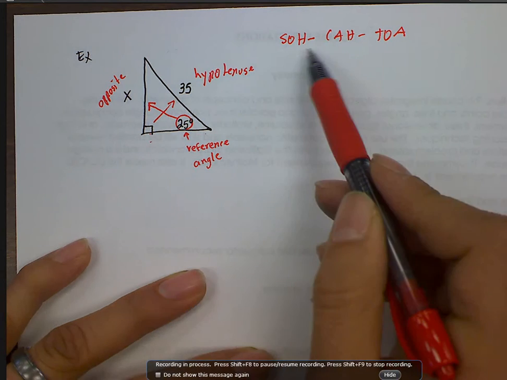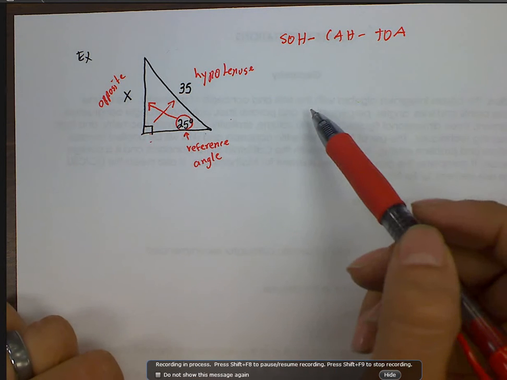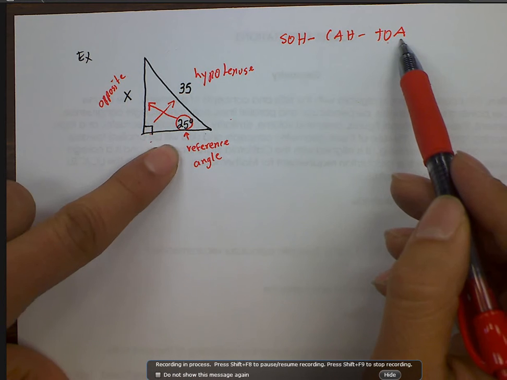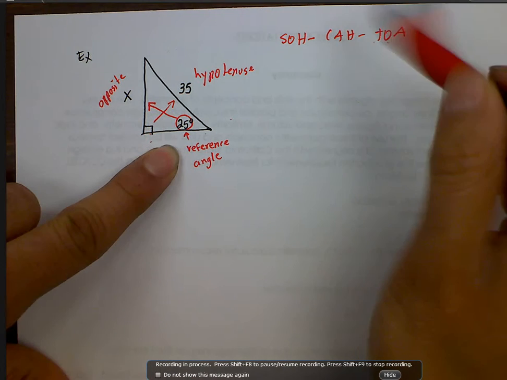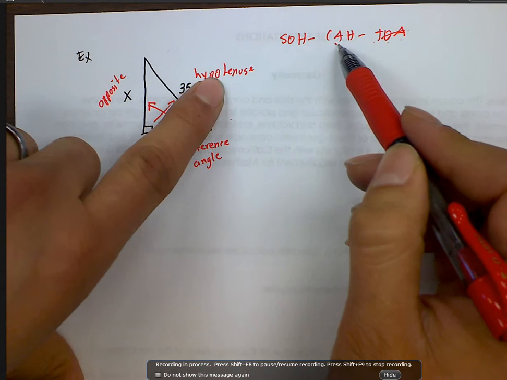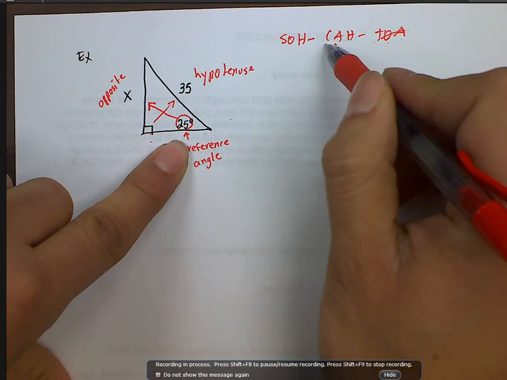Okay, so you're going to look at this. What information is given to you? Did they give you the opposite? Yes. Did they give you the adjacent? No. So that means we cannot use tangent. Now again, they didn't give you the adjacent, but they gave you the hypotenuse, but you don't have the adjacent, so you cannot use cosine.